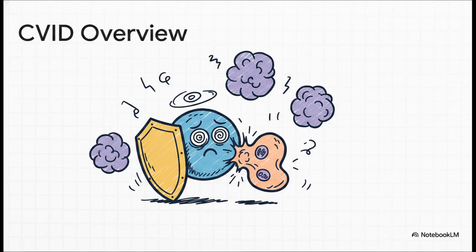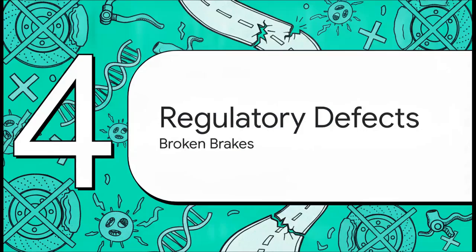Actually, contrast that severe dysregulation with something like selective IgA deficiency, which is the most common primary immunodeficiency. In that case, only the IgA mucosal defense is missing, often leaving patients completely asymptomatic or maybe just prone to some mild respiratory infections. Finally, we arrive at Section 4, broken brakes and regulatory defects. What exactly happens when the immune system's weapons are working perfectly fine, but the brakes are just gone?